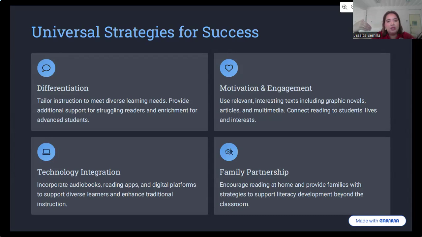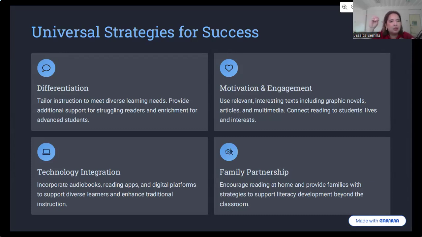Another one is motivation and engagement. But before we move on to that, what's good about the differentiation teaching strategy is that it would help support struggling readers, because there are cases where the differentiated activity is presented collaboratively. So there are advanced readers that could help these struggling readers. Can you follow? So, another one is motivation and engagement.